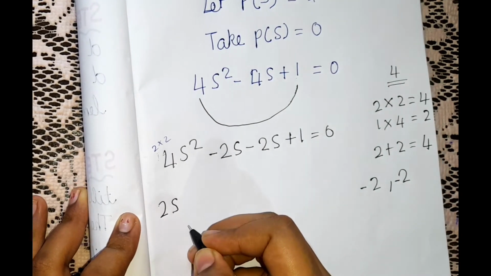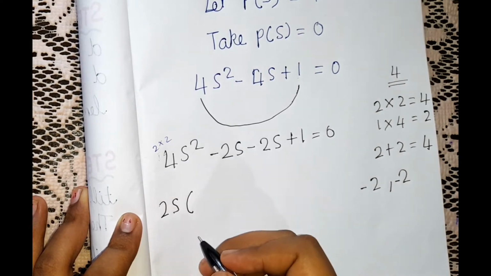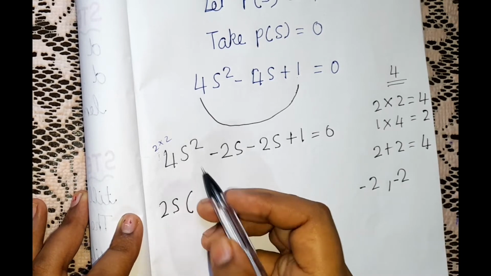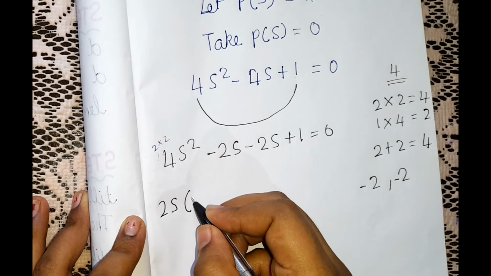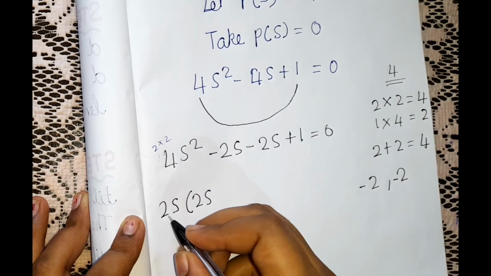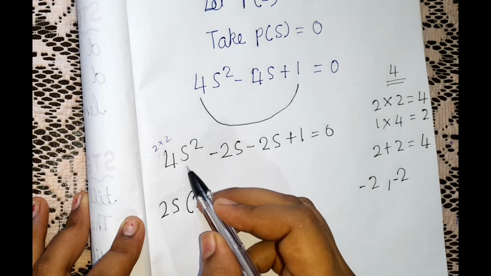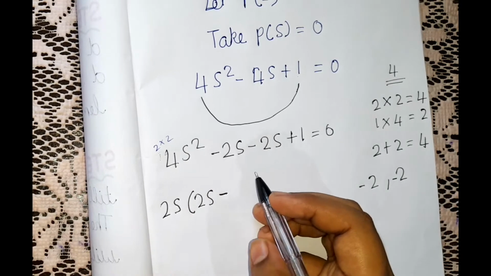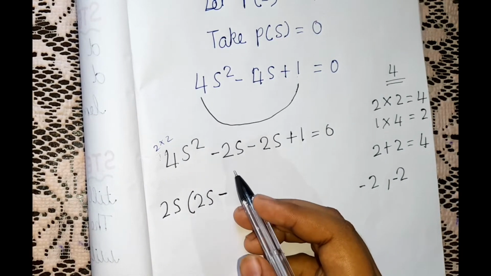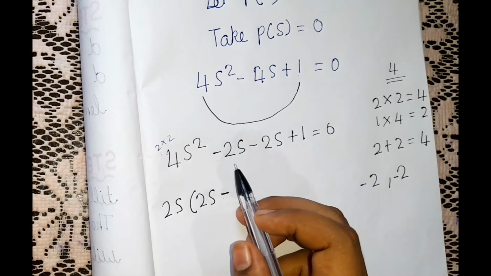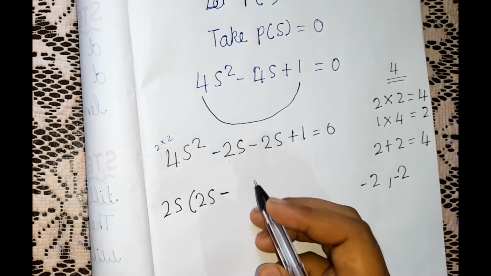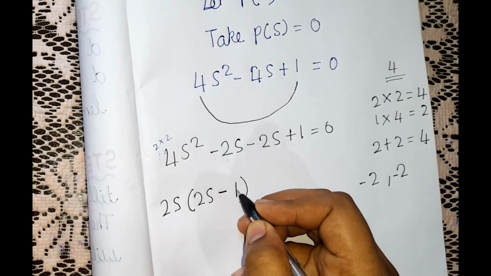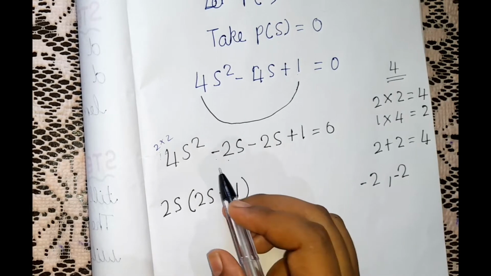Okay, 2s common, and bracket means multiplication. So when we multiply a number, we should get 4s square. So here 2 is there, that means we shall write 2s, because 2 2's are 4, and s into s is s square. Okay, now we have minus. Let's write the minus as it is. So when we multiply a number, we should get 2s. So minus we wrote as it is, so I am not taking that minus. So when we multiply, we should get 2s. So here already we have 2s, that means we should multiply it with 1. Why? Because 1 into 2s is 2s, so minus that, so minus 2s.